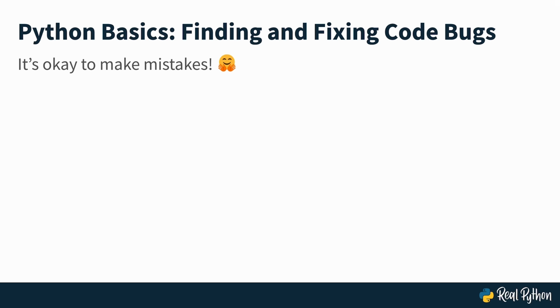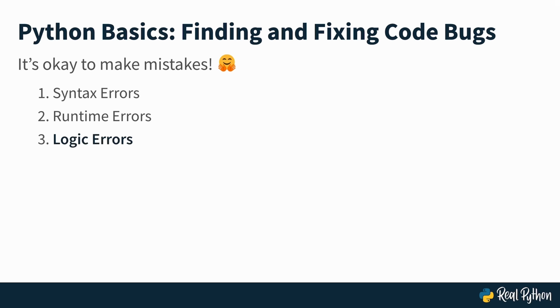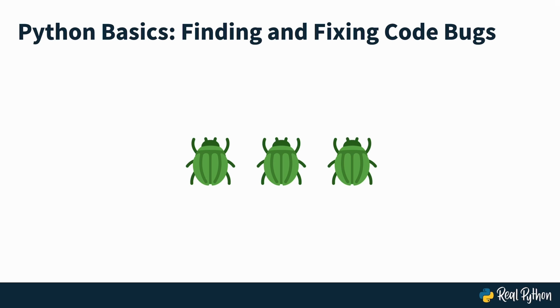IDLE is pretty good at catching mistakes like syntax errors or runtime errors. But there's a third type of error that you may have already experienced. Logic errors occur when an otherwise valid program doesn't do what it was intended to do. In this course, you'll focus on logic errors. Logic errors cause unexpected behaviors called bugs.